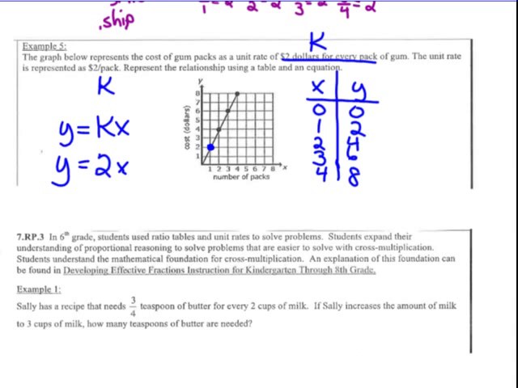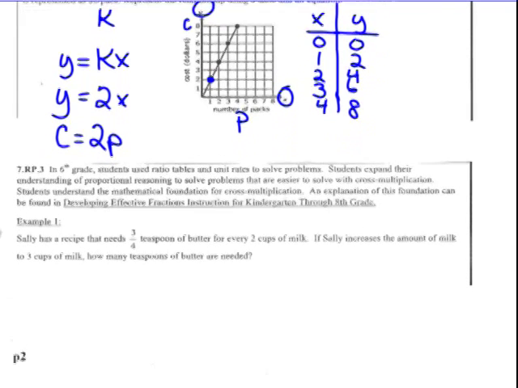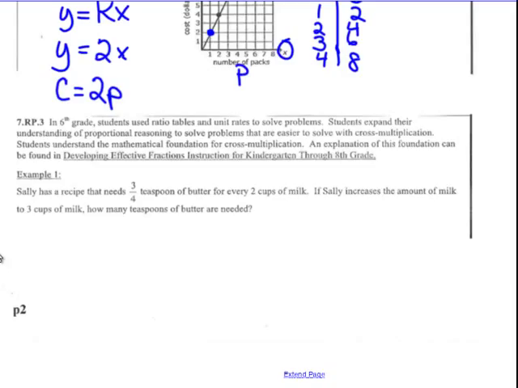Y equals 2X. Say they gave you different letters. Say they said number of packs, they called it P, and they said cost was C. Then you would say, okay, cost equals $2 per pack. C equals 2P. So they may give you different variables on the graph, but this did say Y and X, which is why I wrote Y equals 2X. But you would have to read the graph carefully to get the correct variables in the equation. So there's the equation, there's the table from the graph.